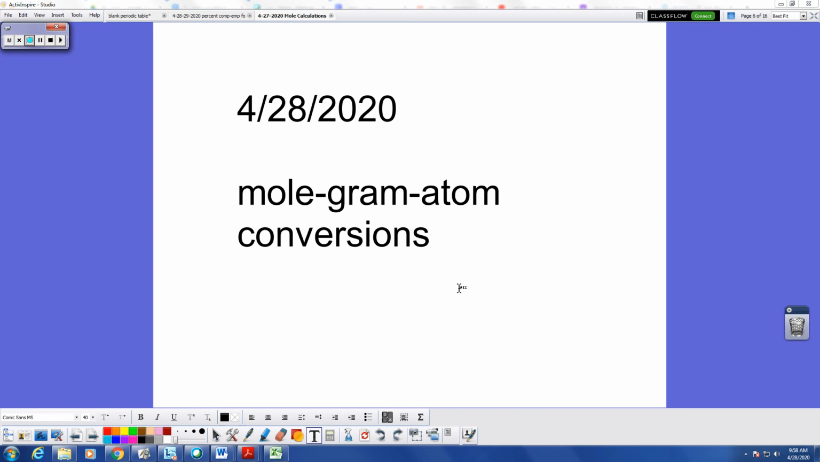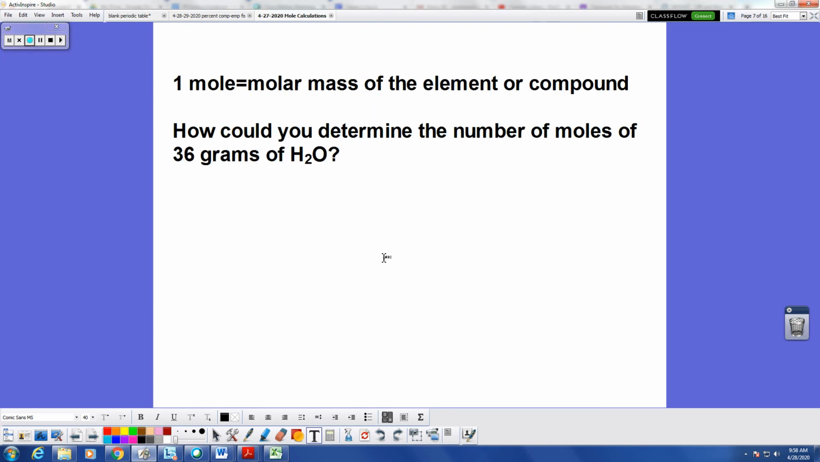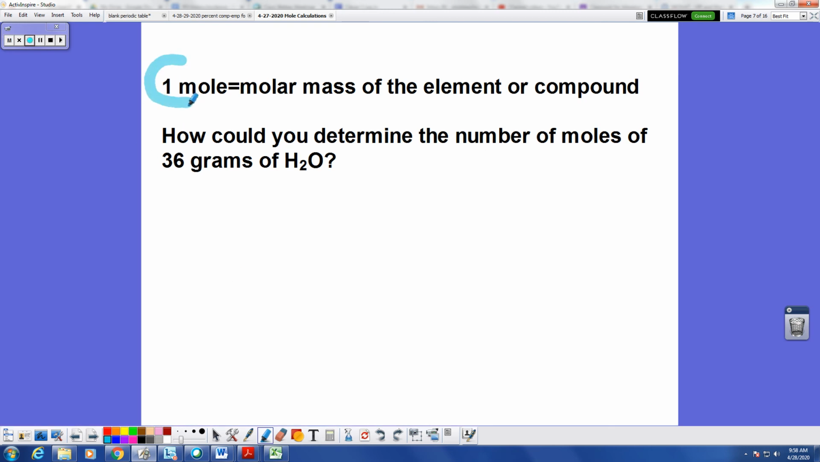Today we're going to look at mole-gram atom conversions. So I hope you got some paper ready, and let's go ahead and get going. Okay, so this is a known: 1 mole of anything equals the molar mass of that element or compound. So then how could we determine the number of moles of 36 grams of water?